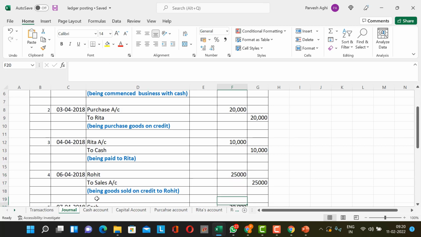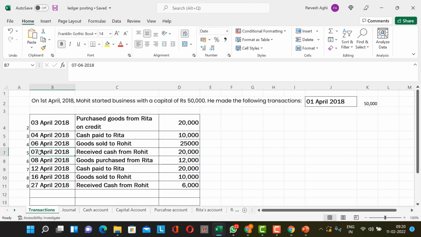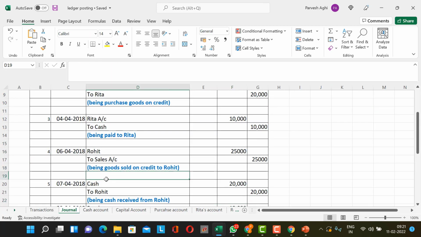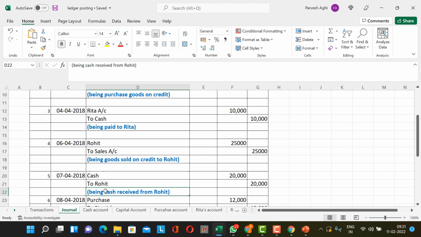Okay, fine. Then we go to the fifth transaction: received cash from Rohit. Rohit is a person to whom we are supplying goods. We are selling goods, he's a customer, so we are going to receive money from him. On 7th April, he gave 20,000 rupees to us. So this is transaction number 5. We receive cash, debit what comes in. Cash has come, so that's why we're debiting. And who is giving the money? Credit the giver. So we are receiving the money from Rohit. So 20,000, being cash received from Rohit. Is that clear to everyone?